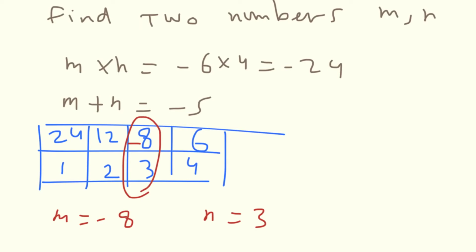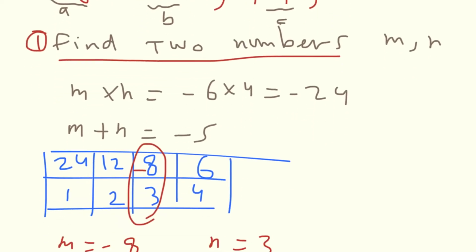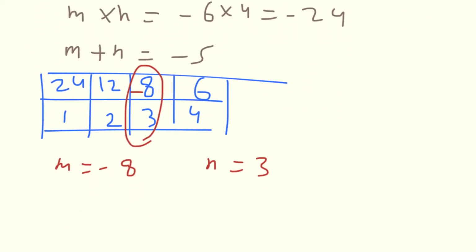Once you find the two numbers, you can write them in the answer in a way very similar to the first case of the trinomial when a is equal to 1. So the first step is to find the two numbers, and the second step is to write them in a proper format. What is the proper format? It will be x plus m, x plus n. That's what you're used to, right?